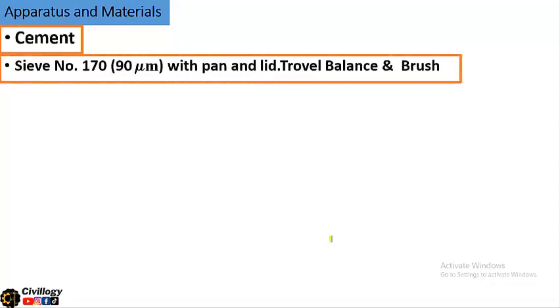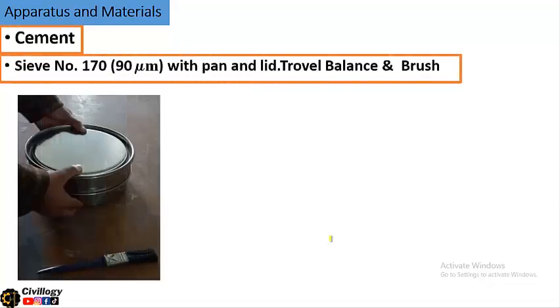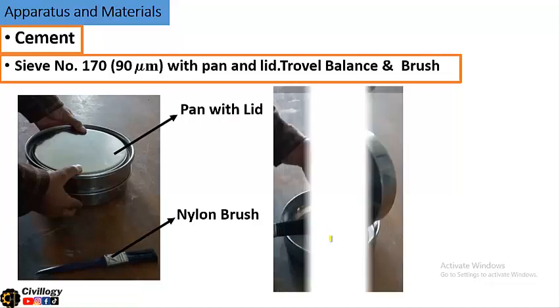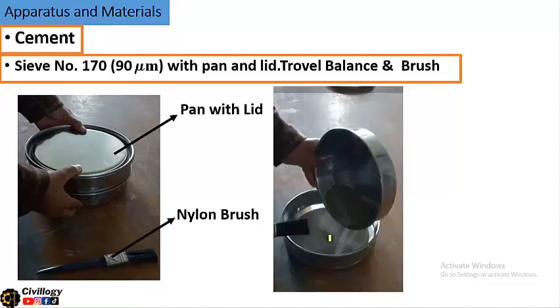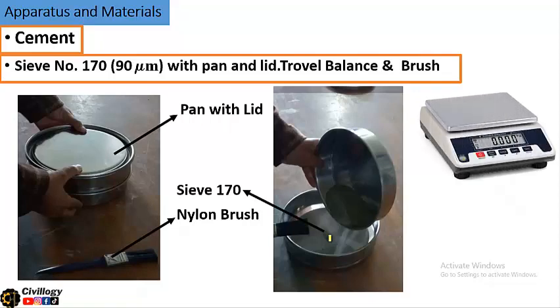Apparatus and material required: cement and sieve number 170, which is 90 micrometers, with pan and lid, as you can see over here, and a nylon brush for cleaning the sieve. And this is the sieve number 170 and the cement sample. You will also need a weighing balance and a trowel.